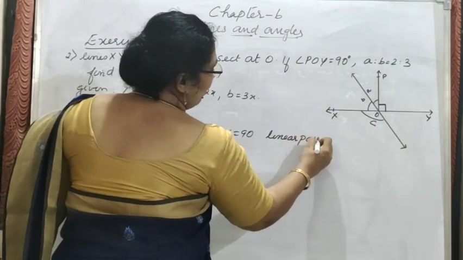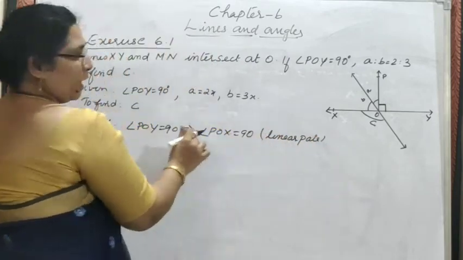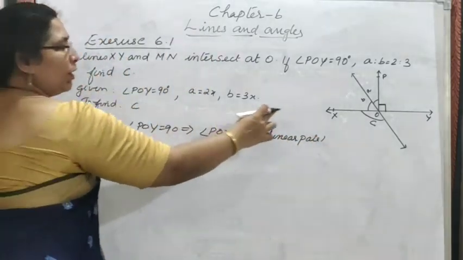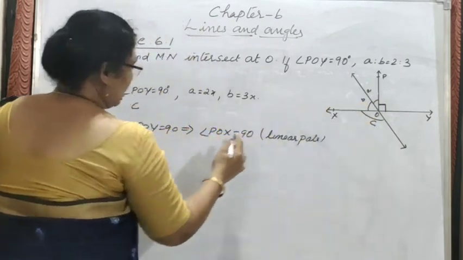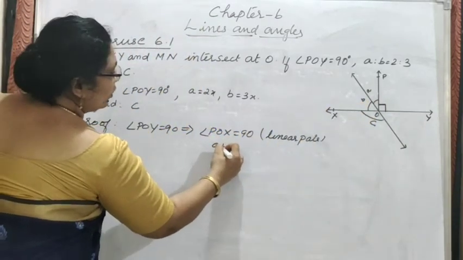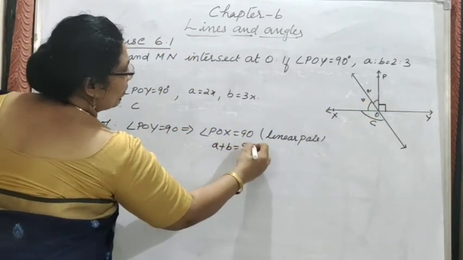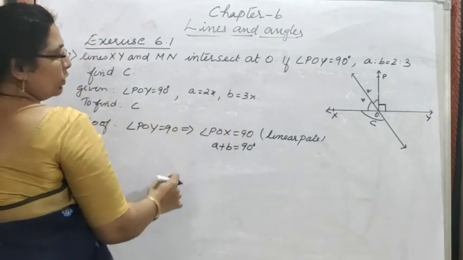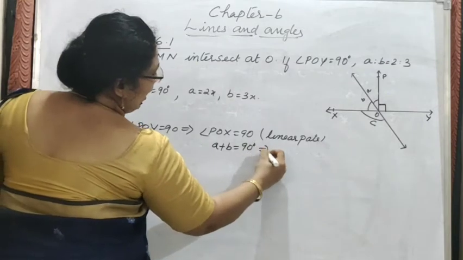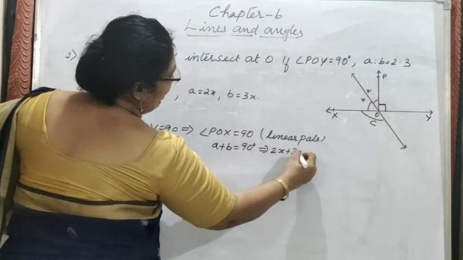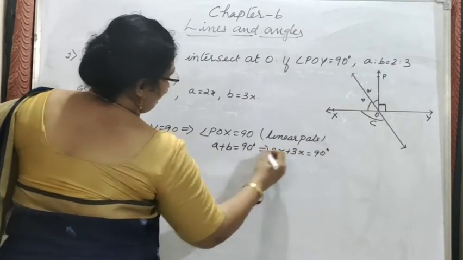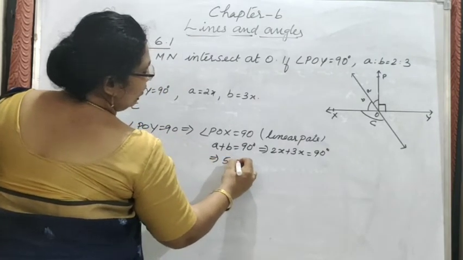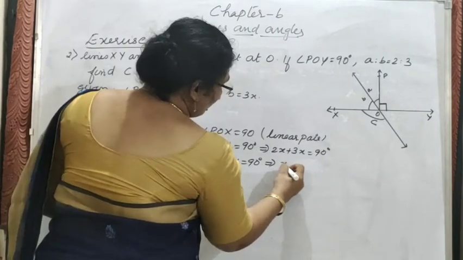So from the figure, what is angle POX? You know that from the figure, POX means a and b. So a plus b equals 90. So a is to b, 2 is to 3, means a equals 2x, b equals 3x only. So this shows that 2x plus 3x equals 90. So 5x equals 90, so x equals 18 degrees.